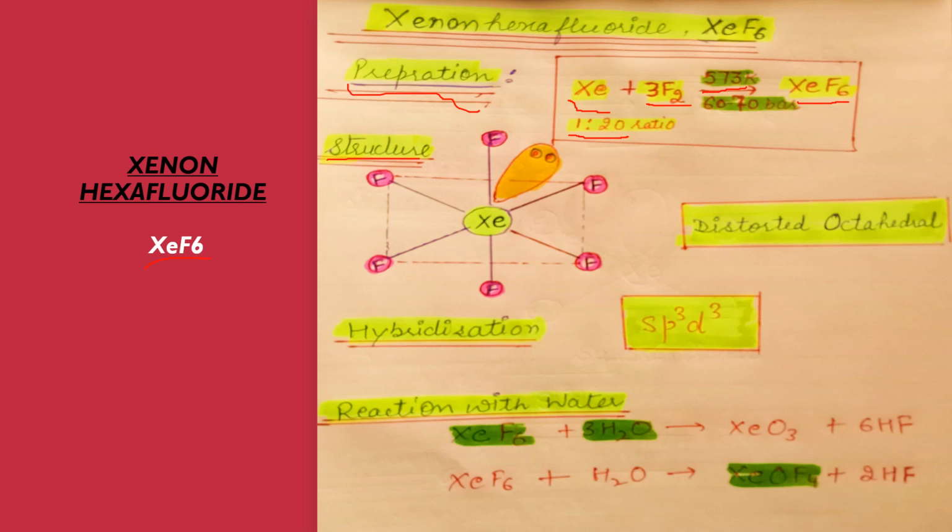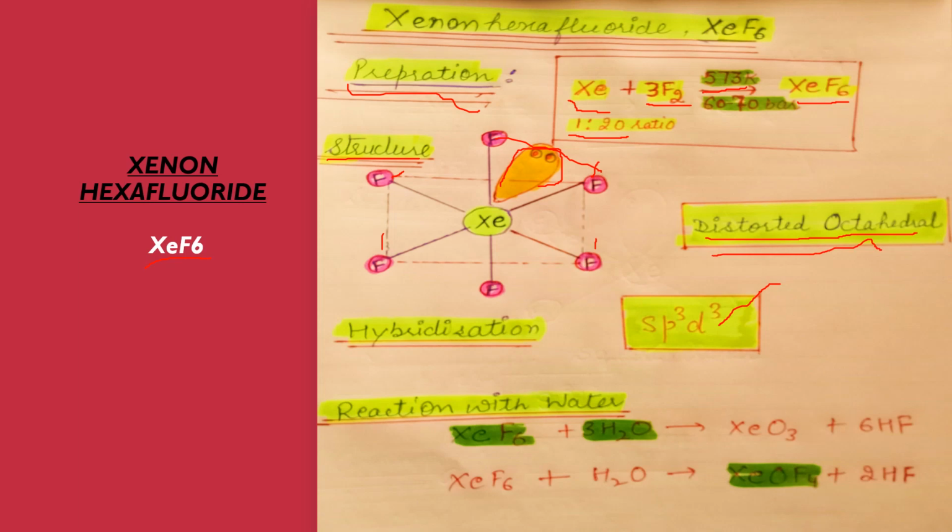Structure. Xenon hexafluoride has a distorted octahedral structure, which means six positions are occupied by fluorine and the lone pair is present at the center of a trigonal face, which involves sp3d3 hybridization to give the distorted octahedral structure.